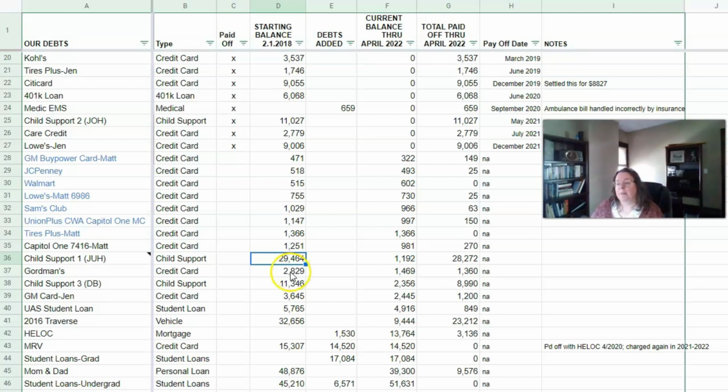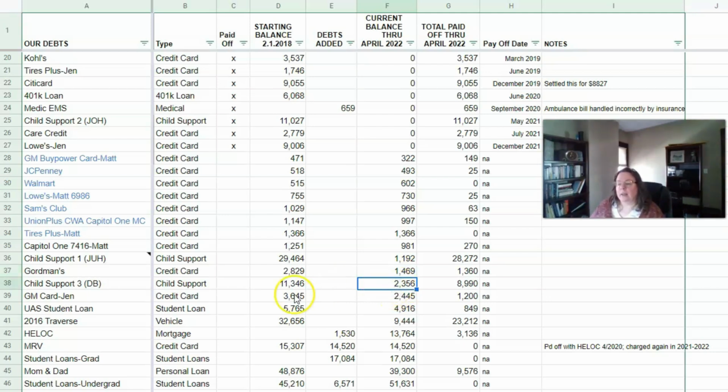So that's going to be gone. $456 will be cleared up in minimum monthly payments. The next one is a Gourmand's credit card. Again, another one that the same law firm as this one got a hold of and sued Matt. The total was $2,829, and he's got that down to $1,469. If he doesn't pay anything extra, he'll have that paid off in October of 2023.